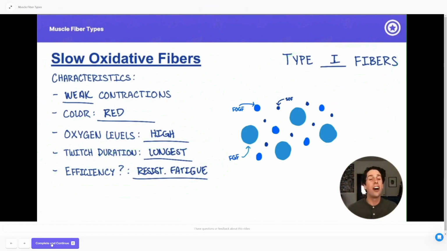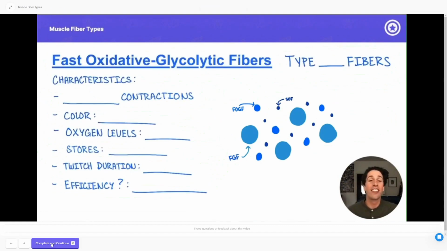So let's go ahead and talk about the fast oxidative glycolytic fibers now. Hopefully you can remember which type of fiber this was from the beginning of this video. But if you don't remember, that's alright. Slow oxidative fibers were those type 1 fibers, and this is going to be a type 2 fiber. Is this one going to be A or B? That's going to be A, right? So this is going to be type 2A fibers, or those fast oxidative glycolytic fibers.